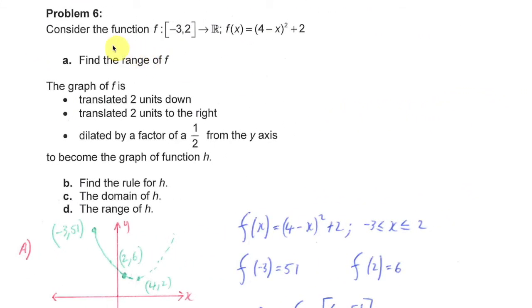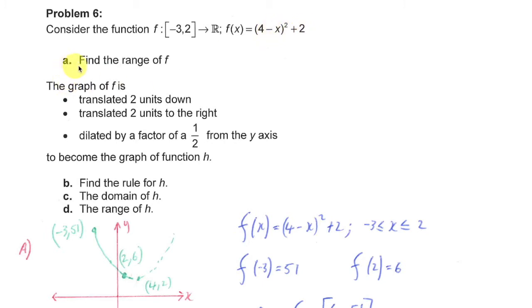6. Consider the function f where the domain is between -3 and 2, including -3, including 2, that maps out to the set of all real numbers, where f of x is equal to 4 minus x squared plus 2. When we look at the rule, we can see straight away that we've got an upright parabola and that the turning point occurs at x equaling 4, y equaling 2.